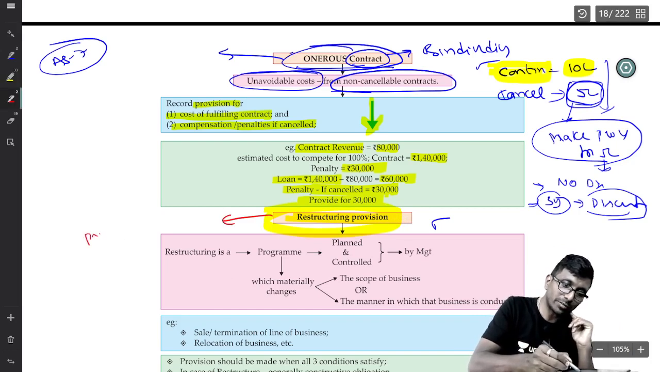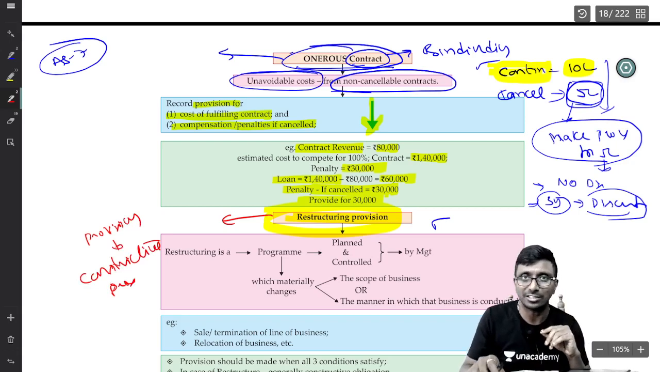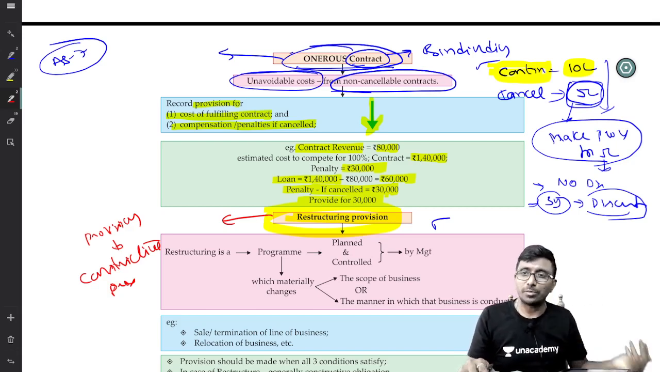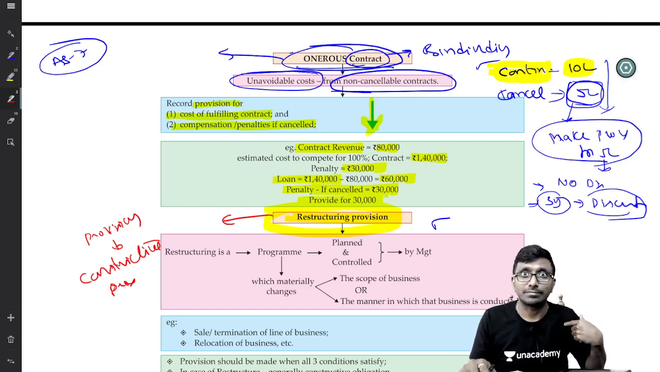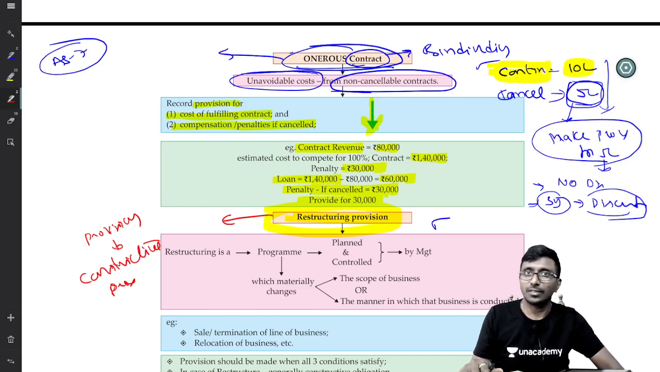99.9% of the provisions that are going to come up are constructive provisions. These are not legal, these are not contractual. Constructive, self-binding, because I will be promising the employees, what will I be promising? Boss, you guys are leaving, take 3 months salary. I am promising. That's it. Because I promise, a valid expectation is created in the minds of the employees. So yes, you should make a provision.